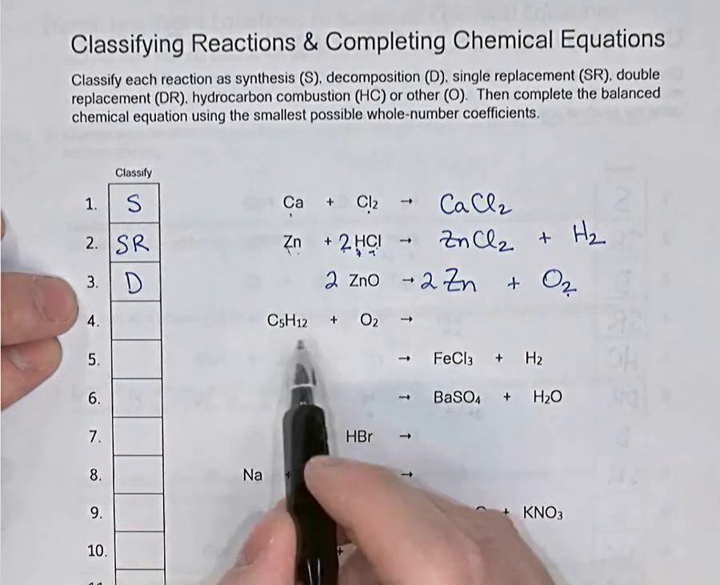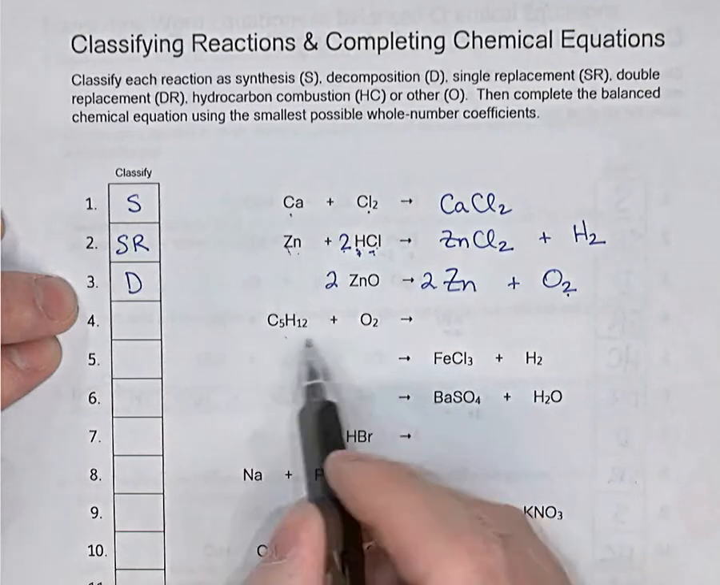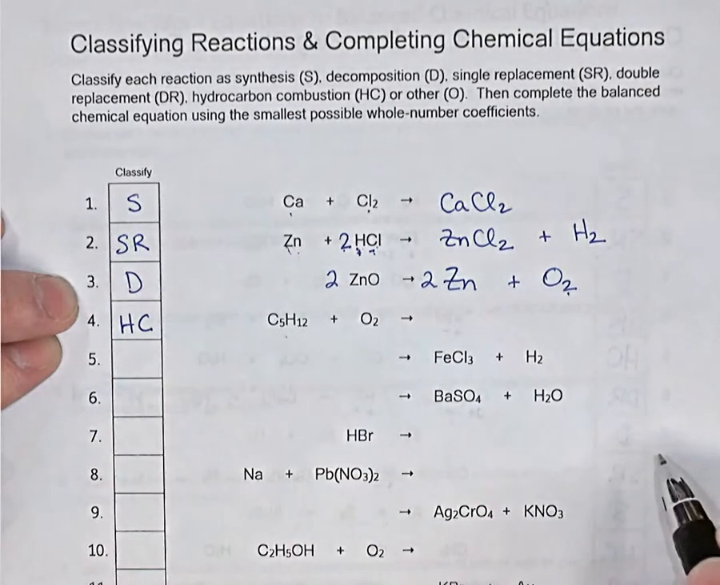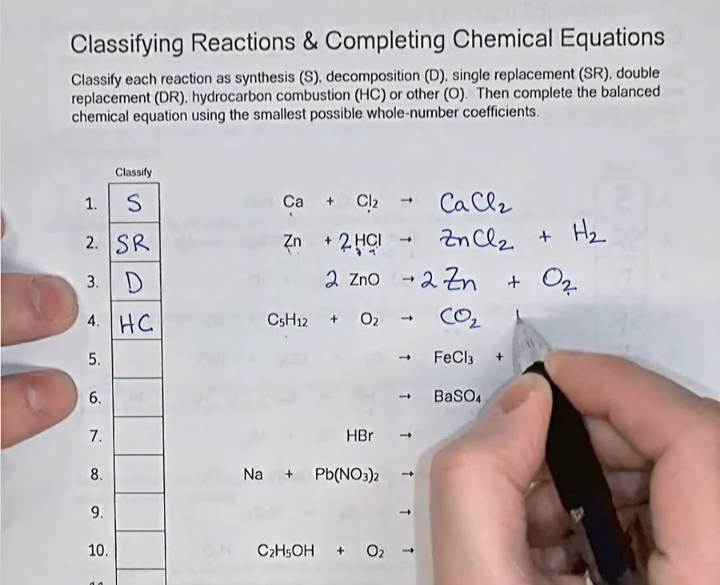Number 4, here is a hydrocarbon, and we're adding oxygen, so we're burning it. That's the hydrocarbon combustion reaction. Hydrocarbon combustion always produces carbon dioxide and water.